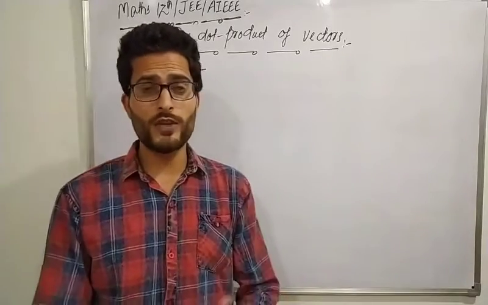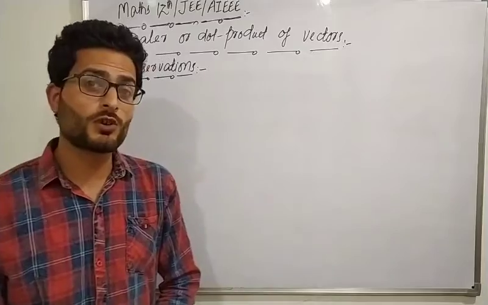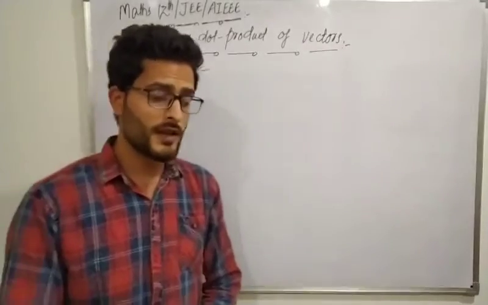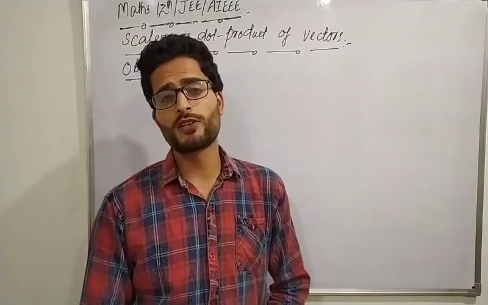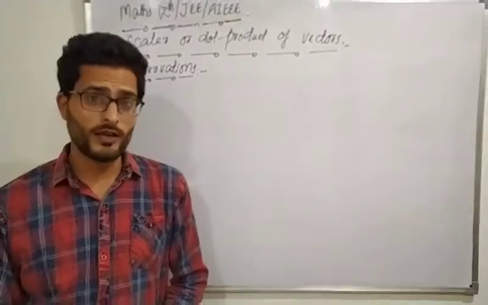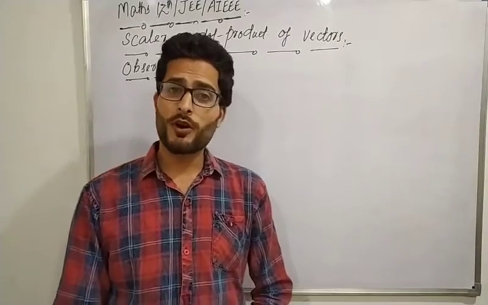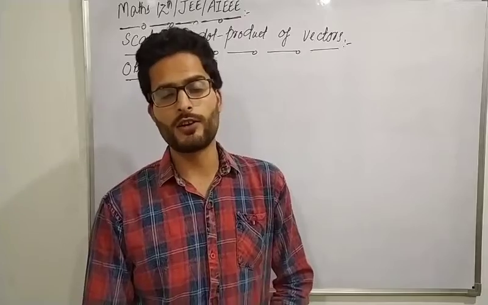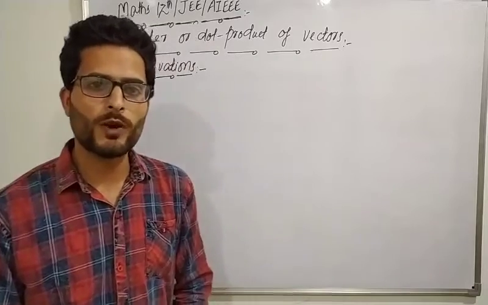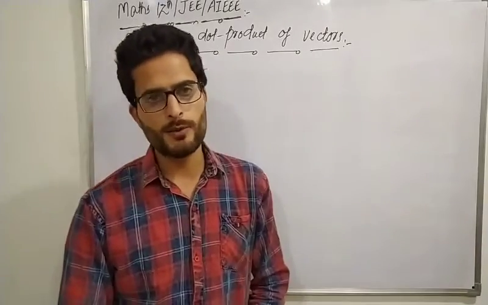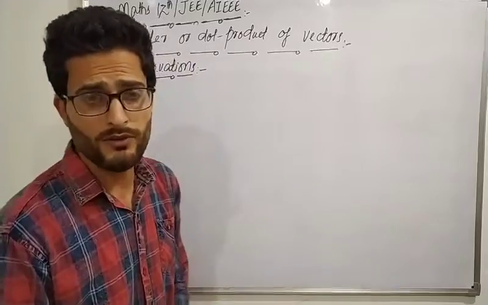The term you know is dot product, but it is also called the scalar product of two vectors, because the dot product of two vectors comes out to be a scalar quantity. जब हम दो वेक्टर्स का डॉट प्रोडक्ट करते हैं तो वो आती है एक स्केलर क्वांटिटी. That's why this dot product of two vectors is also called the scalar product of vectors, and that we have discussed in the previous class.